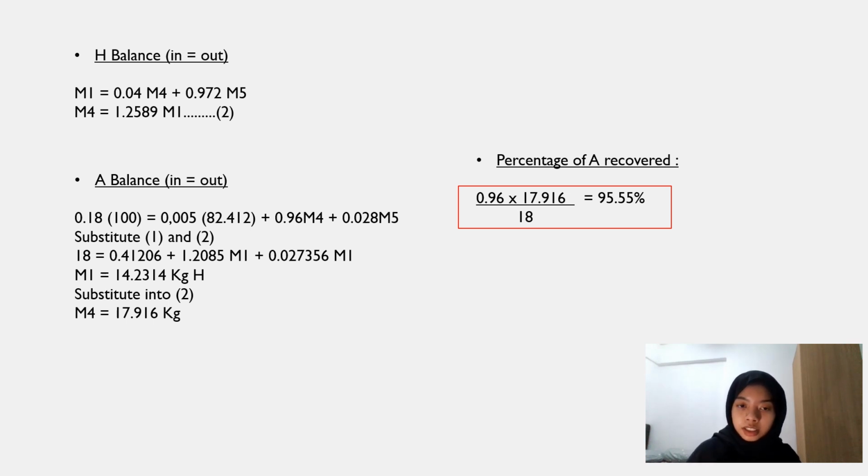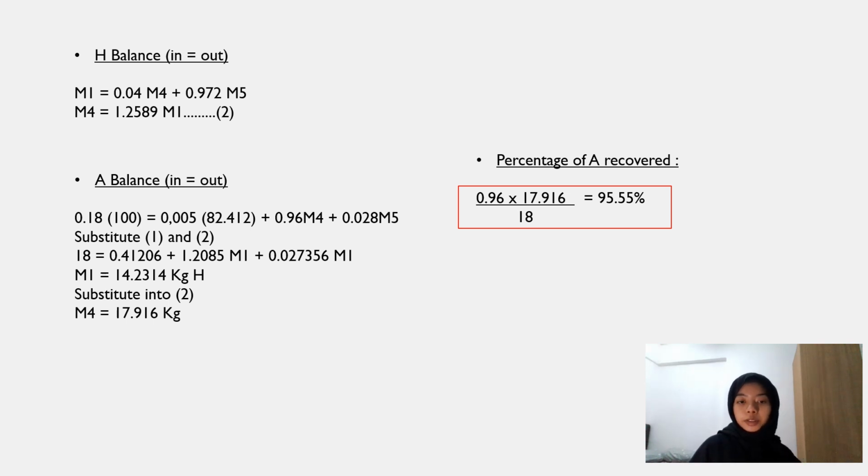And the next one is the A balance: 0.18 times 100 is equal to 0.005 times 82.412 plus 0.96 M4 plus 0.028 M5. The first and the second equation that we made, we substituted into this equation. So we have 18 is equal to 0.41206 plus 1.2085 M1 plus 0.027356 M1. So we get M1, which is equal to 14.2314 kilograms of H, or hexanol.